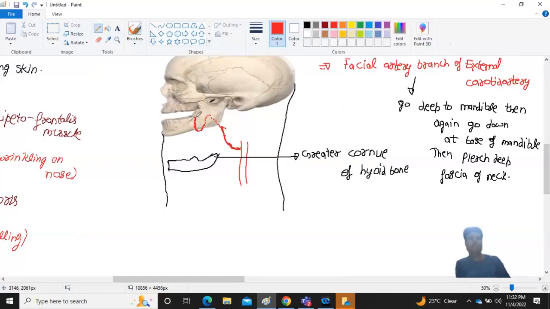First, it goes like this. First, it gives the branch to the lower lip region. Then it gives another branch, which is called the upper lip region. Then it gives a branch to the nose region, and there are four other branches that come out as the facial artery, which supplies the face. So we draw the arteries.